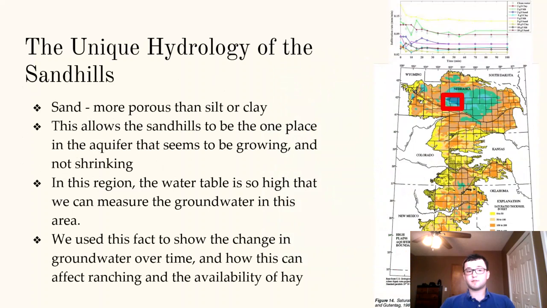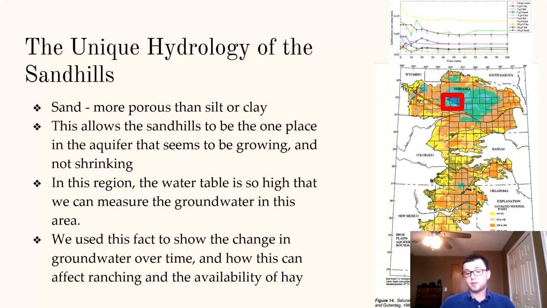The unique hydrology of the Sandhills. So I present here a graph that shows the infiltration rate above the map of sand in the yellow, which is higher than any other material. And so this really illustrates how porous this sand is and how the infiltration rates can really affect the aquifer.